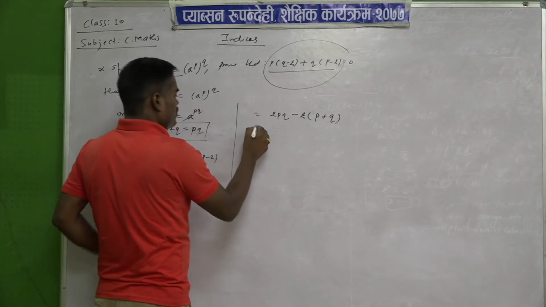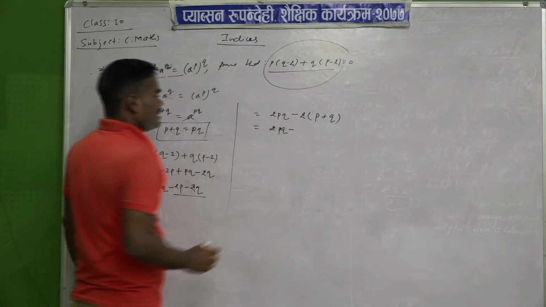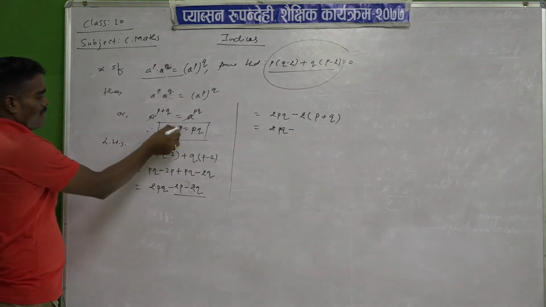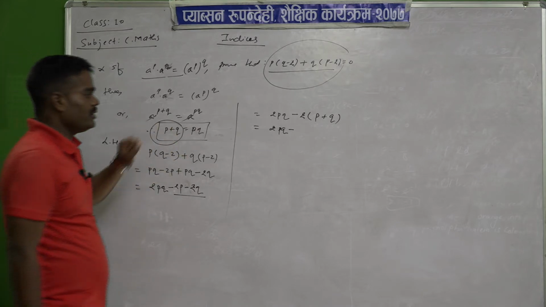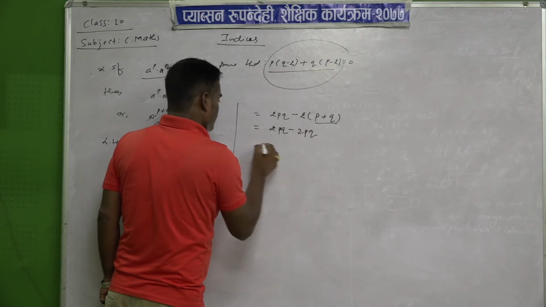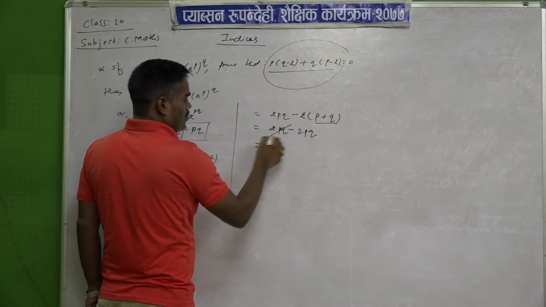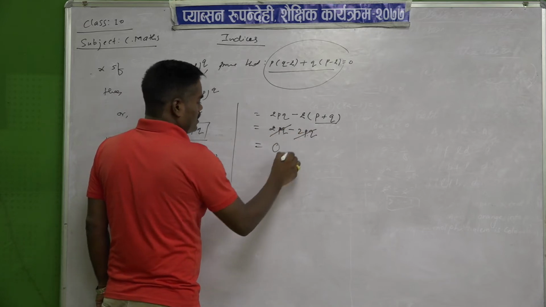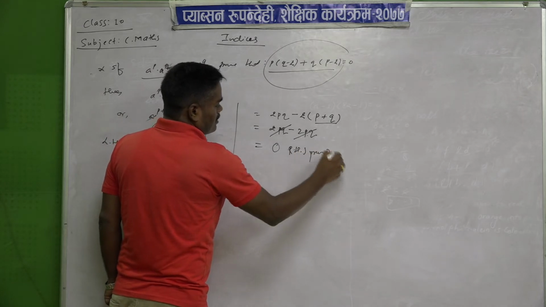You know how to take the common. So 2pq minus, and then after, see here, what is the value of p plus q given here? p plus q equal to p into q. So in place of this we have to write pq, and then after, see here, plus 2pq minus 2pq cancelled, what is left? 0. So this is the answer, RHS proved.